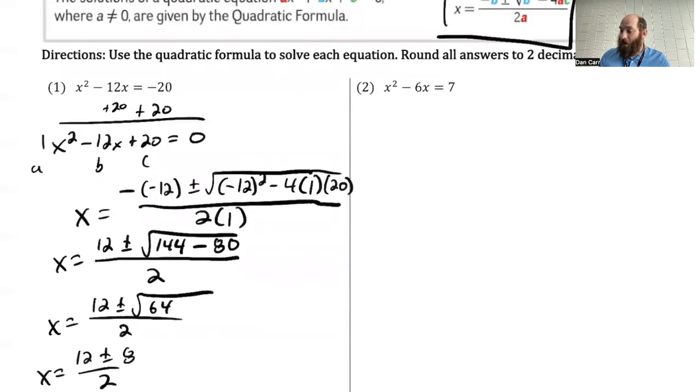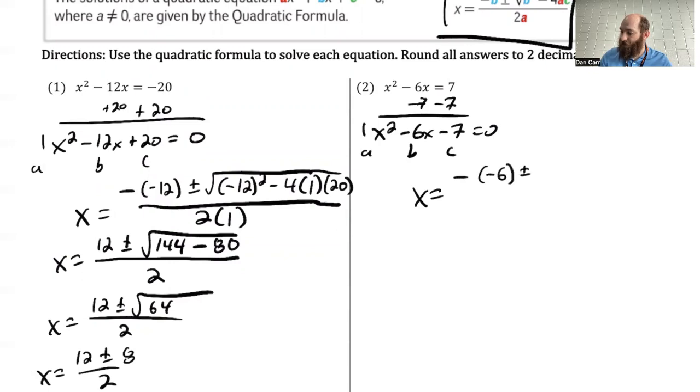All right, number 2, same thing. I want this equal to 0, so we'll subtract 7 from both sides. So x squared minus 6x minus 7 equal to 0. A is 1 again, b is negative 6, c is negative 7. So x is equal to the opposite of b, plus or minus the square root of b squared minus 4 times a times c.